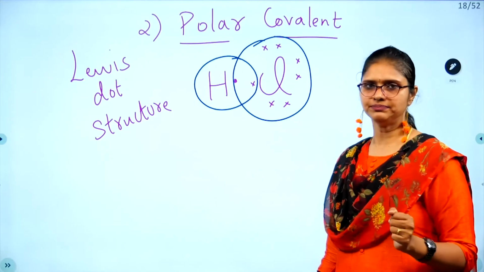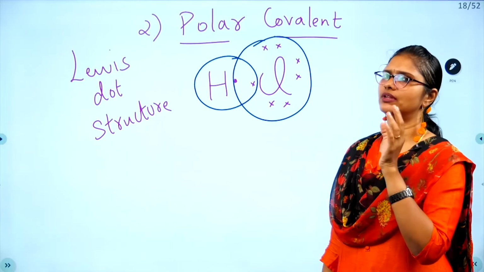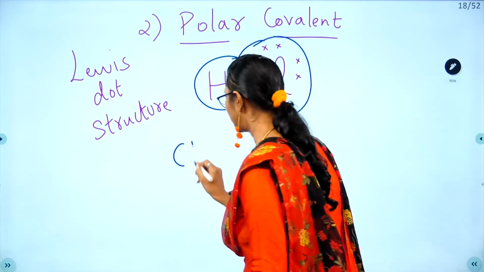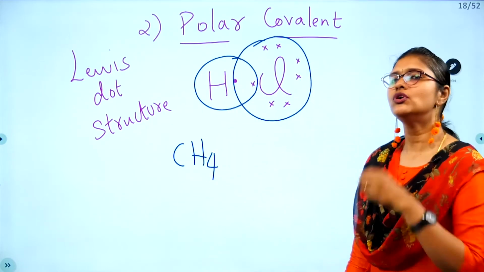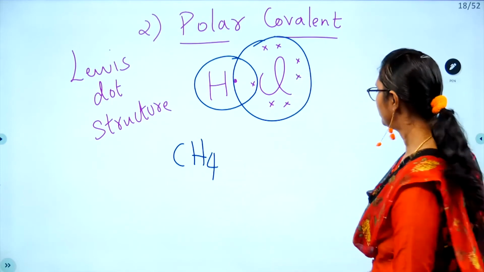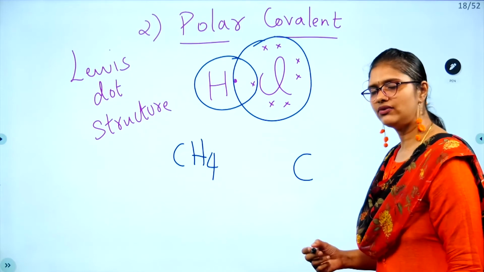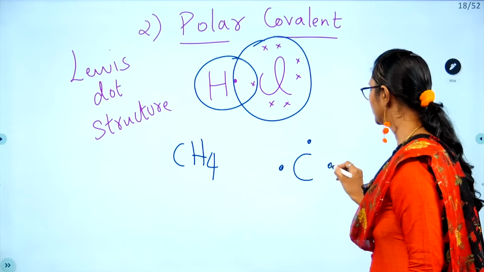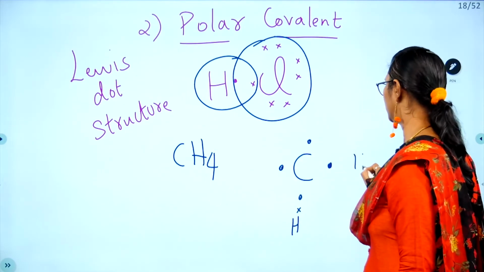Alright, understand? So now I am going to take one example from carbon compounds. Okay, now let us see. CH4, let us take methane, CH4. Now I am going to show covalent bonding in terms of methane. Let us see now. Carbon. How many valence electrons does carbon have? 4. Now show 4 electrons. 1, 2, 3, 4. And hydrogen has 1, right?